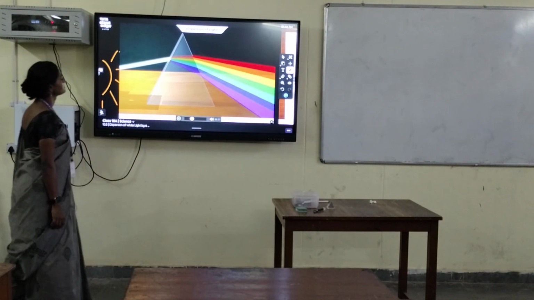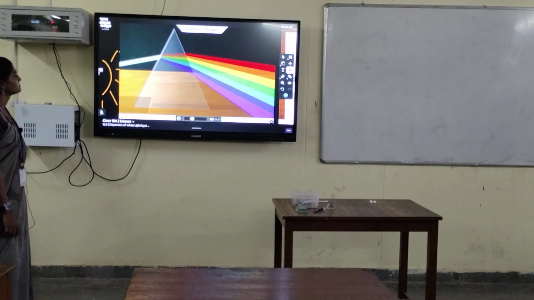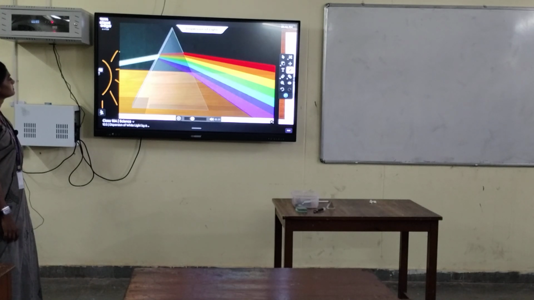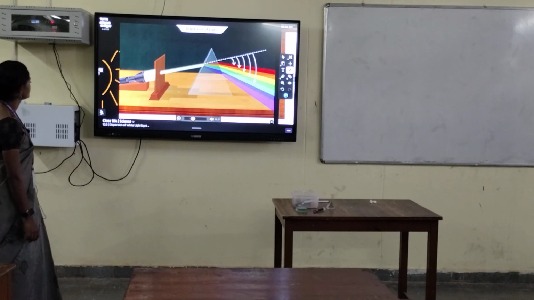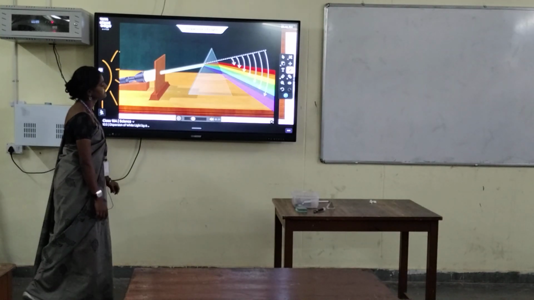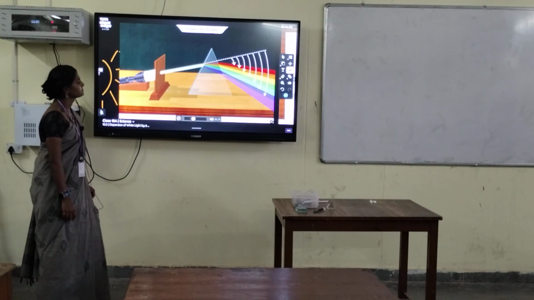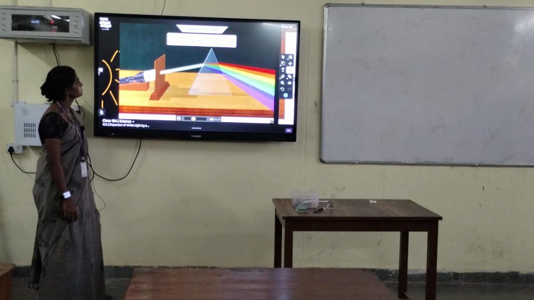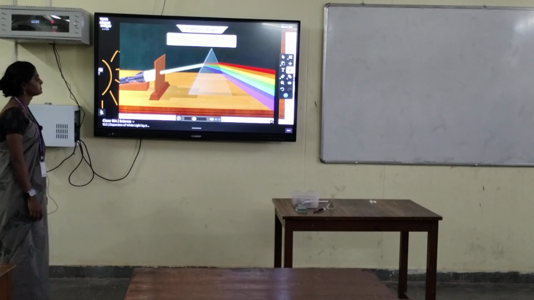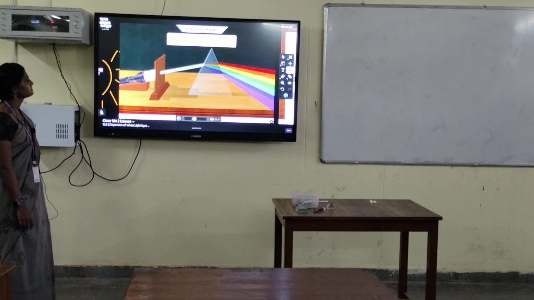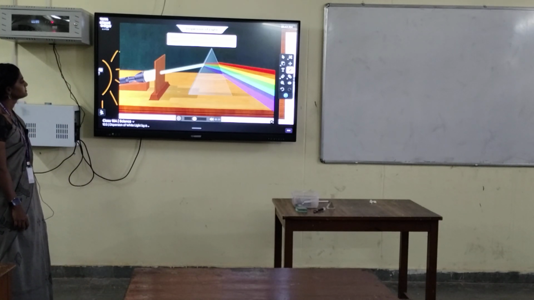Thus, the angle of refraction is different for each color. Thus, each color bends to a different angle with respect to the incident ray and the colors split up. Separation of a beam of light into its constituent colors is known as dispersion of light, and the band of colors is known as a spectrum.